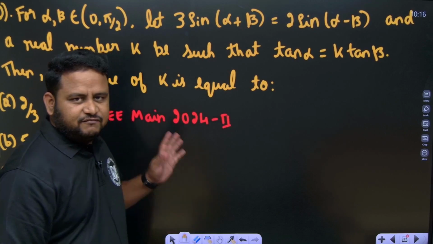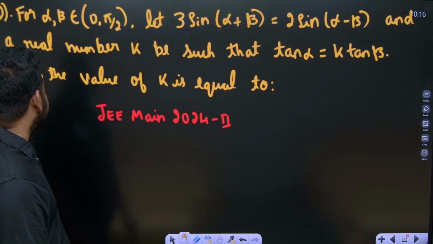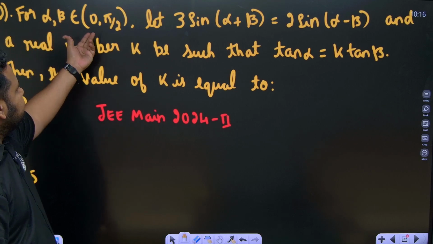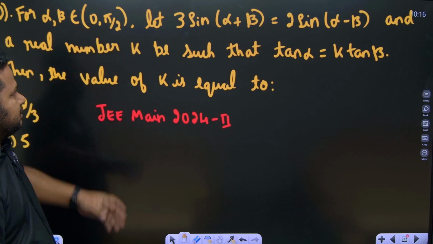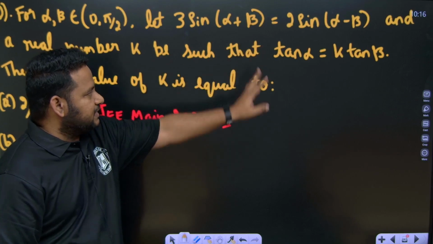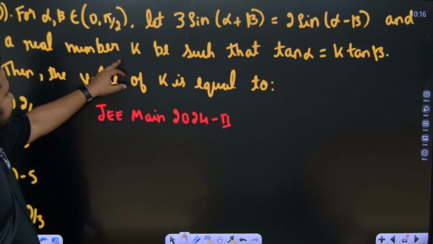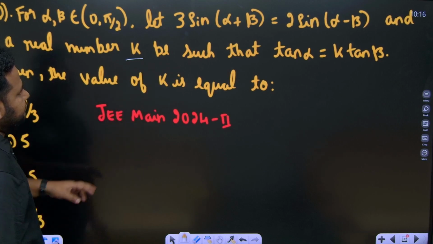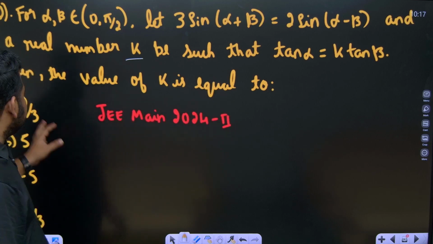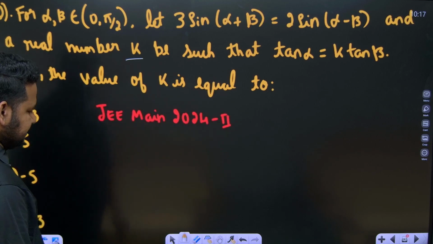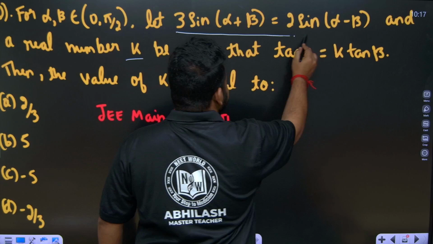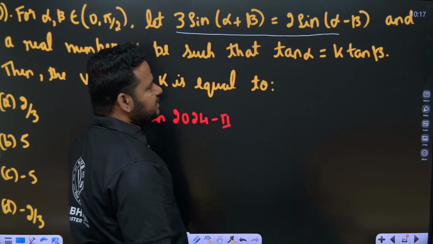Okay, so this is the first question that is on the screen. You can see what they are saying is, for alpha comma beta belonging to open interval 0 comma pi by 2, that is open interval, let 3 times sin alpha plus beta is equal to 2 times sin alpha minus beta, and a real number k be such that tan alpha is equal to k times tan beta, then the value of k is, that is you want to find the value of k.